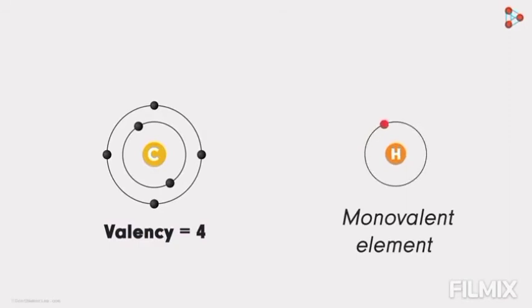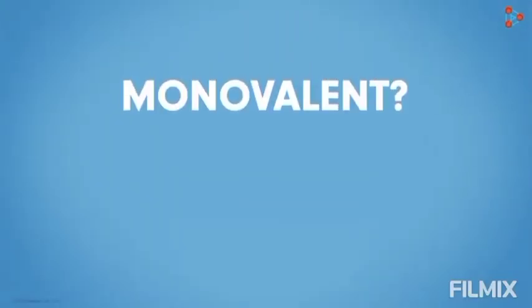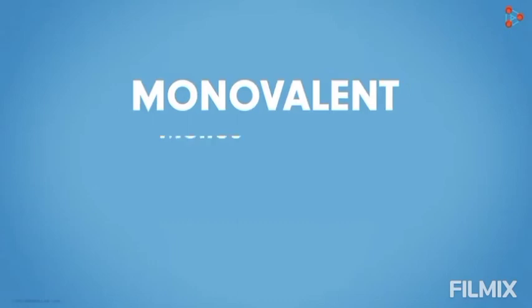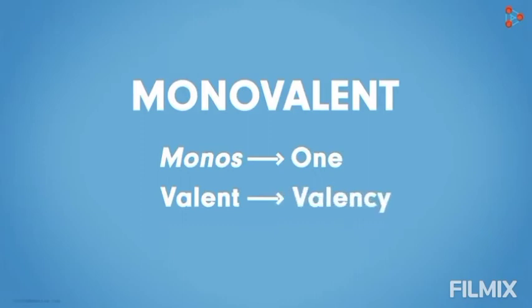Now, consider one monovalent element. What is a monovalent element? Here we have taken the example of the hydrogen atom. Monovalent means an element with valency 1. Mono means 1 and valent refers to valency. That is known as monovalent.